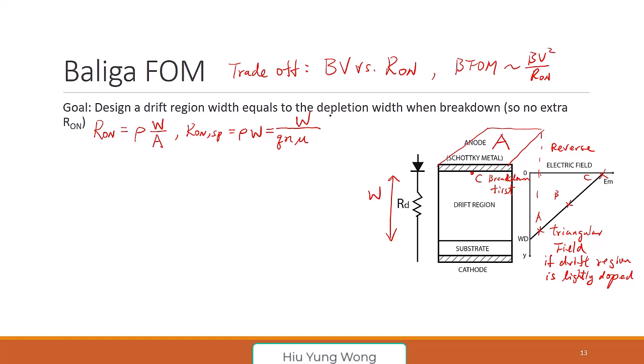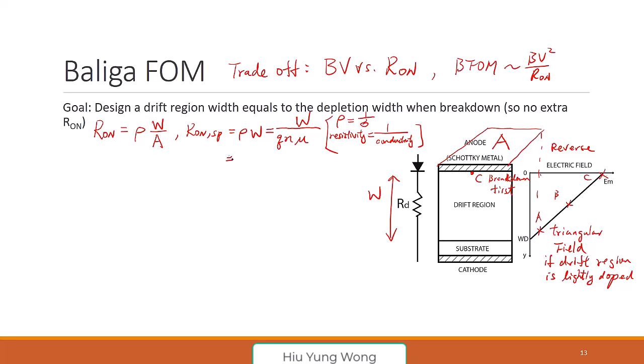So just a reminder, rho, which is resistivity, equals 1 over sigma, the conductivity. Okay? And conductivity is Q n mu, right? This one, I assume you know that already.